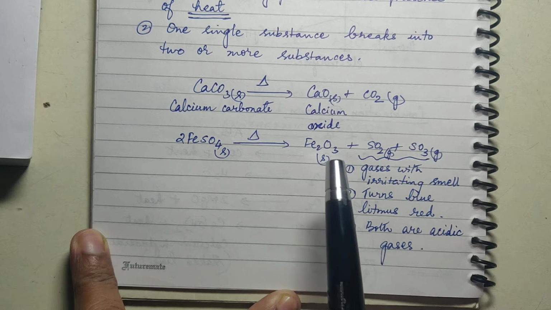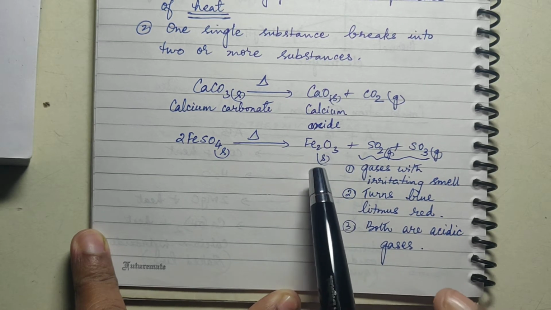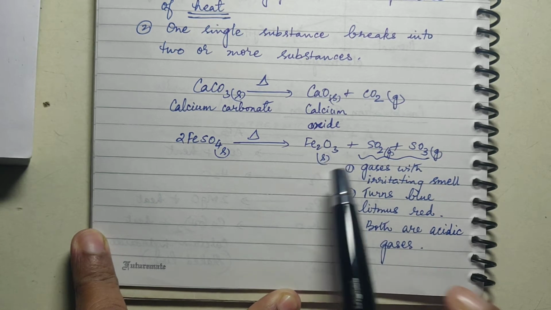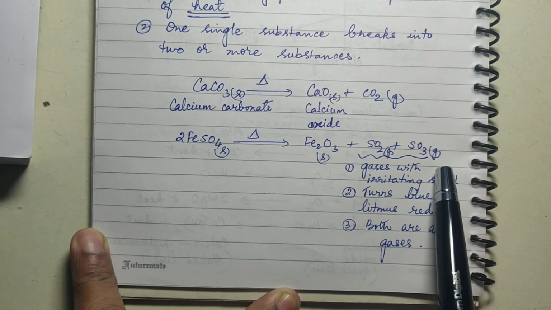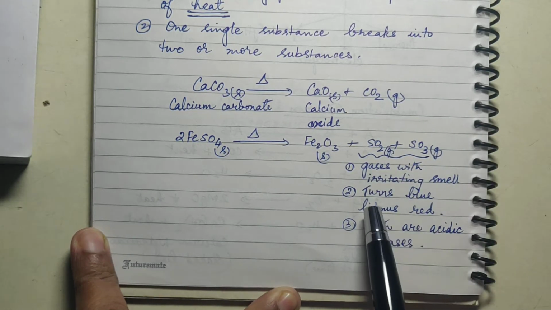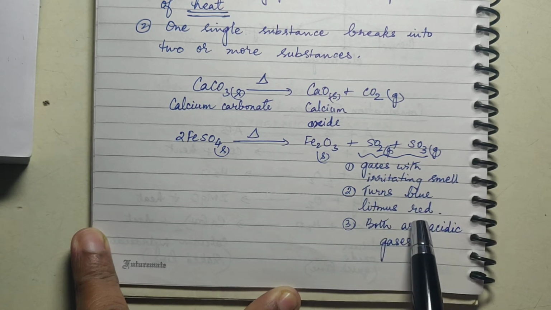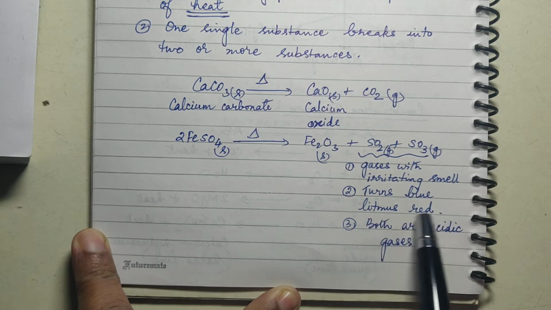This is somewhat yellowish or brownish powder, okay. It will be remaining in the test tube, and these two will escape as gases. Now when you bring a blue litmus paper near the mouth of the test tube, what will happen? This will turn blue litmus red. Blue litmus paper, when you bring it near the mouth of the test tube, it will turn red.